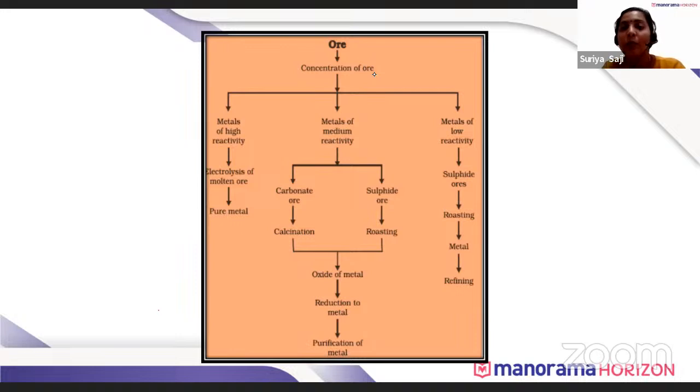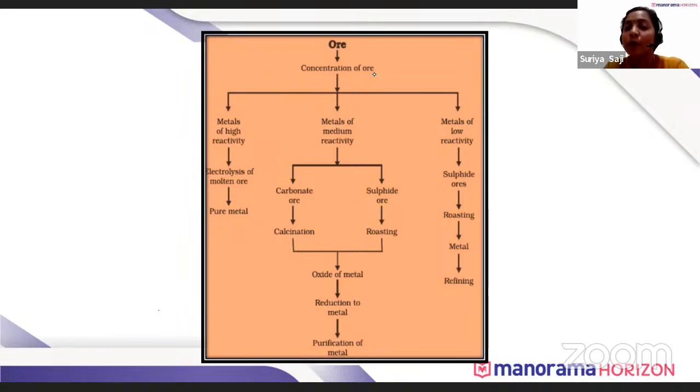Okay. So next is the metals of medium reactivity. What will we do with metals of medium reactivity? Metals of medium reactivity may be of two types: carbonate ores and sulfide ores. For carbonate ore, what will we do? Calcination. In calcination, we heat the ore in the absence of oxygen.